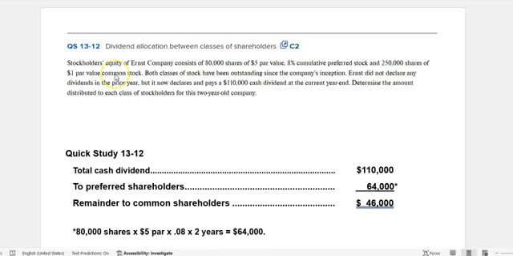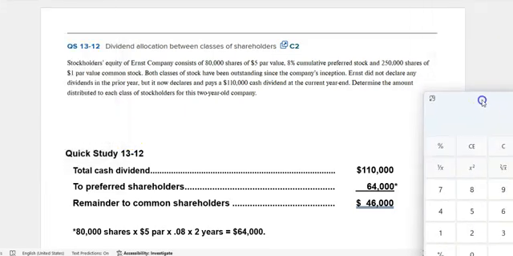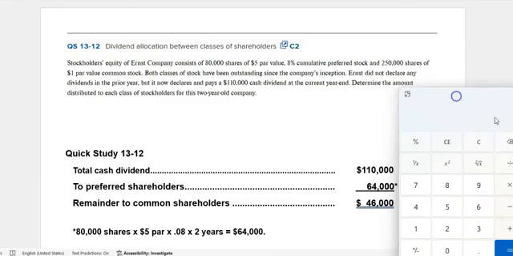So the first thing we need to think about is what is supposed to go to the preferred shareholders. And we need to zero in on this stated dividend rate. This percentage is telling whoever buys this stock that if the company issues dividends, they will receive 8% of the par value in the form of a dividend. So what we need to do is figure out how much preferred shareholders are supposed to receive if the company declares dividends.